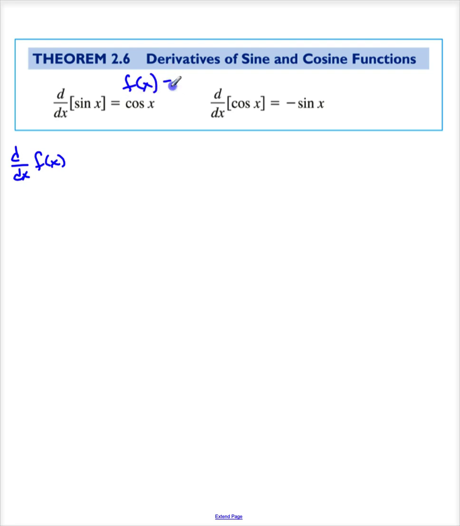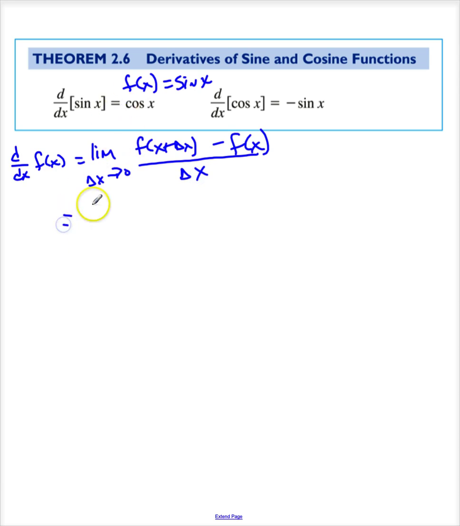If I were to take the derivative with respect to x of f of x, where f of x in this case is equal to sine of x, this is the limit as delta x approaches 0 of f of x plus delta x minus f of x all over delta x. Always the first step. Now let's substitute in. This is the limit as delta x approaches 0 of sine of x plus delta x minus sine of x divided by delta x.